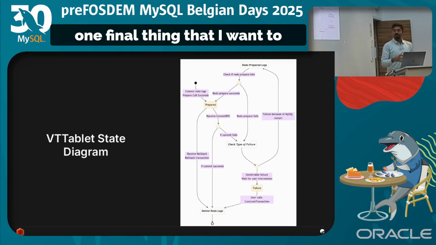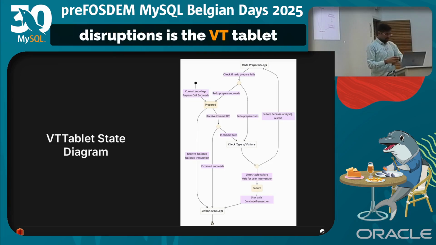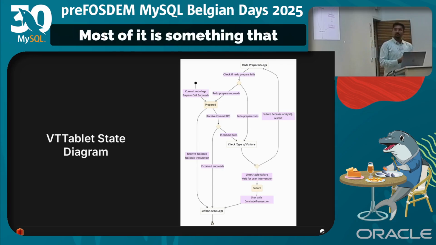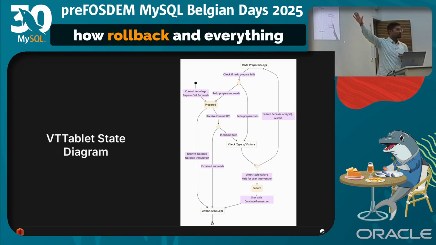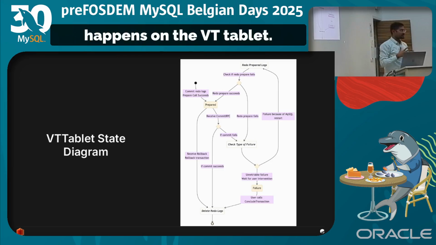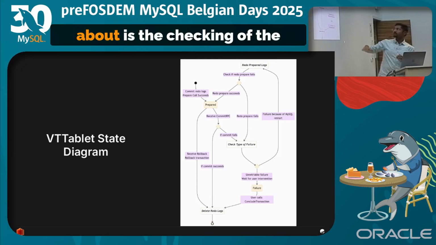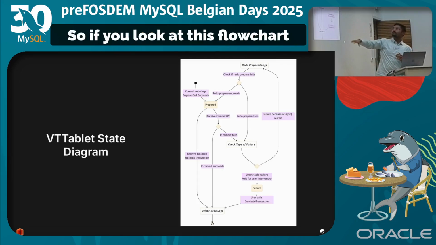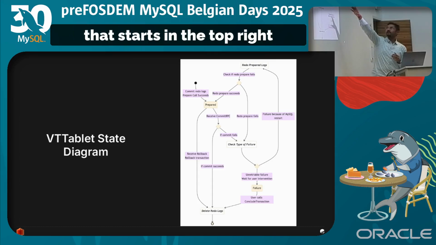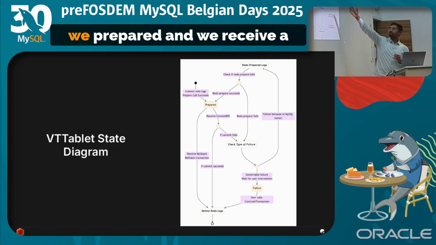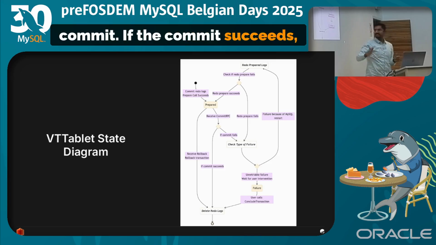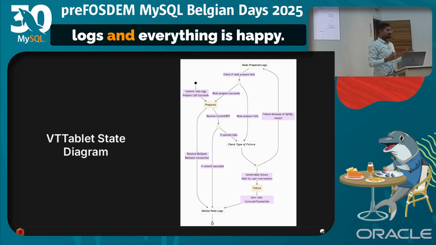Now, one final thing that I want to talk about while talking about disruptions is the VT tablet state diagram that we follow. Most of it is something that we've already discussed, how rollback and everything happens on the VT tablet. One thing that I do want to talk about is the checking of the type of failure over here. If you look at this flowchart that starts in the top right, after the commit redo logs have happened, we prepared and we receive a commit. If the commit succeeds, everything is good. We just need to delete the redo logs and everything is happy.